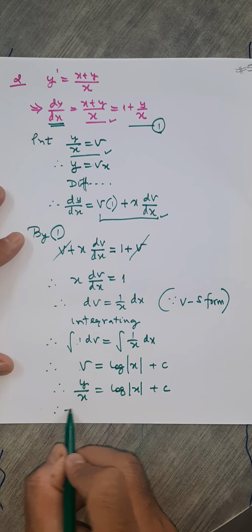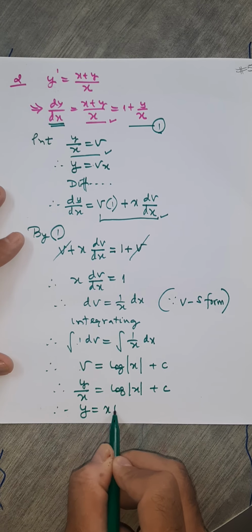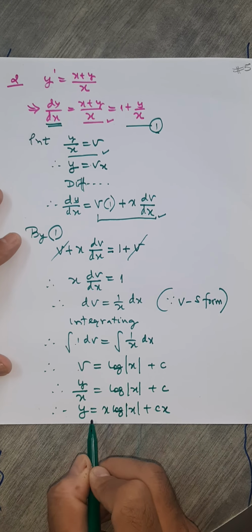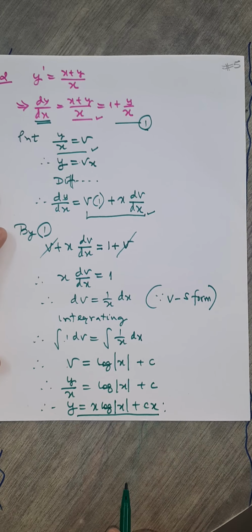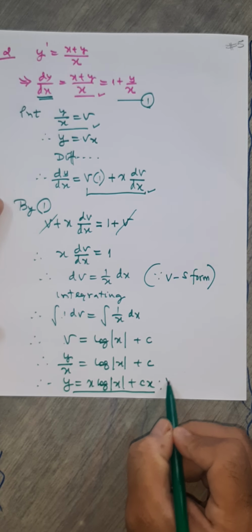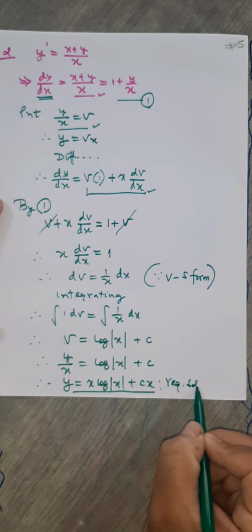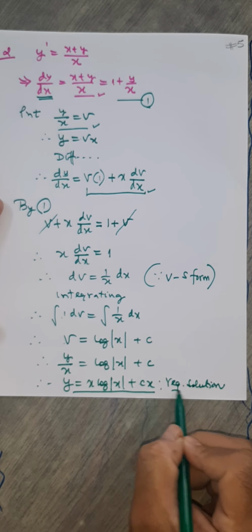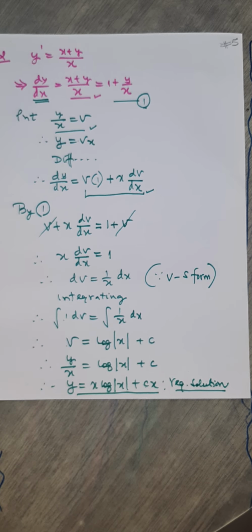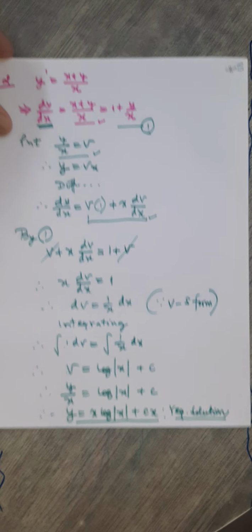And now take x on the other side. So y equals x into log of mod of x plus cx, which is the required solution. This is, in fact, a general solution because there is an arbitrary constant involved in this. So here integration was a little bit easier, remember, but the steps are the same, remember. Okay. Next question.